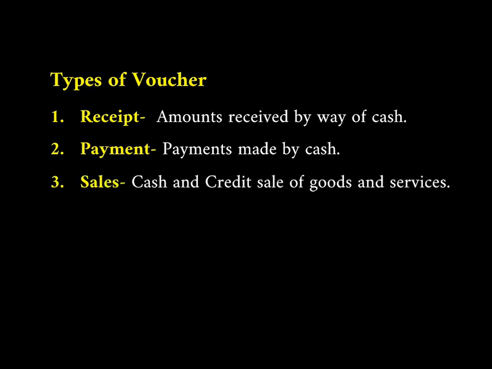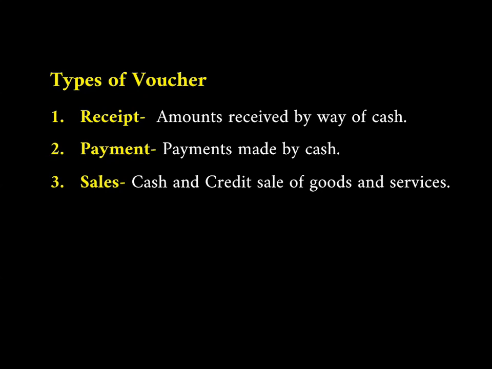When you make the sales voucher, it is for cash and credit sales of goods and services. When you sold any goods on credit, that time you make a sales voucher. Means here you have sold the goods but you did not get any money from that customer, okay, that's why you make a sales voucher on credit.